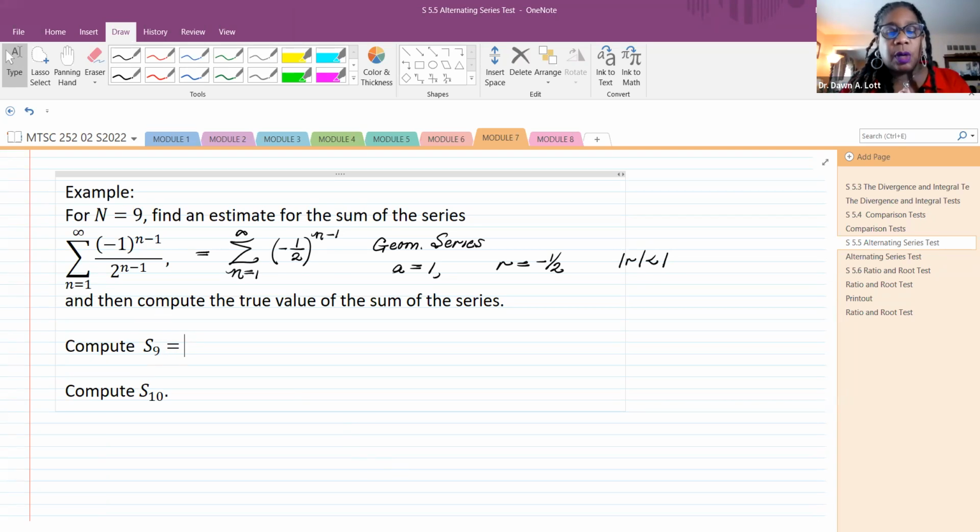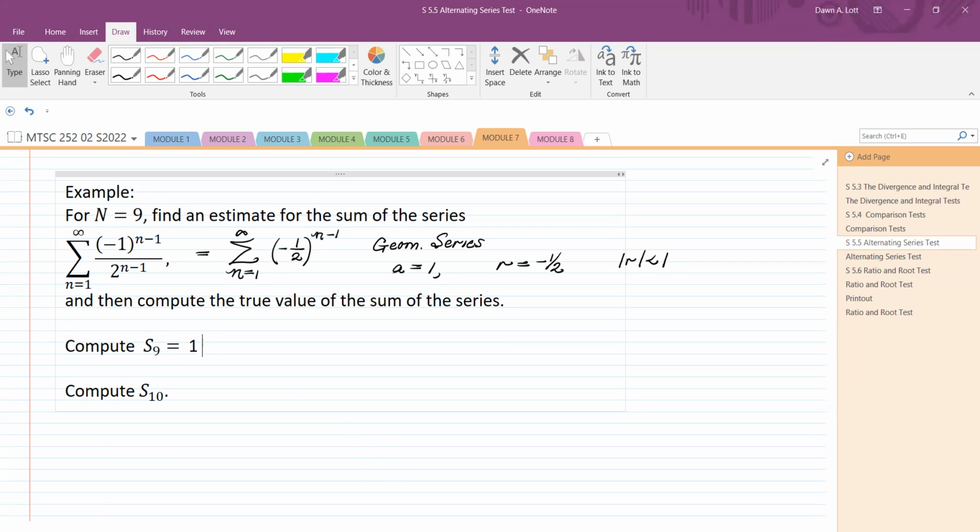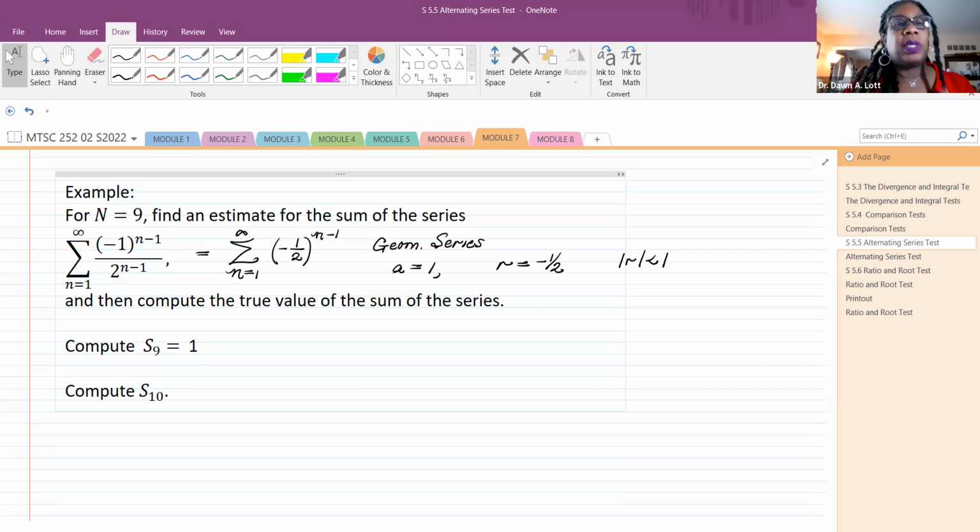So when n is 0, I just get 1. And when n is 2, no, I'm sorry, when n is 1, n is not 0. When n is 1, I just get (-1/2) to the 0 power, which is 1. That's what I was trying to say. When n is 2, I get -1/2. When n is 3, I get +1/4. When n is 4, I get -1/8. When n is 5, I get plus 1 over 16.